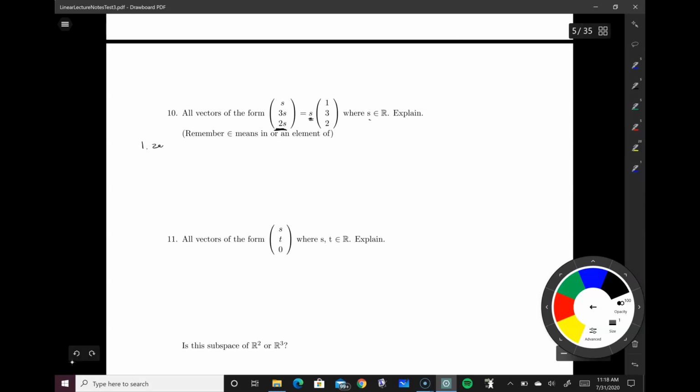So let's check to see if there is a zero vector. Yes, I can let s equal 0, and that gives me 0, 0, 0. So check, there is a zero vector. So is it closed under addition? If I have s times 1, 3, 2, and I add t times 1, 3, 2, I get s plus t times 1, 3, 2, and that is in the subspace. So it is closed under addition.